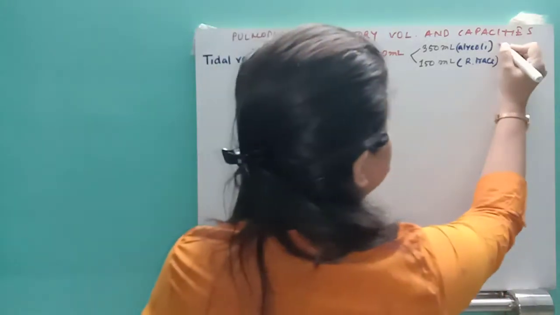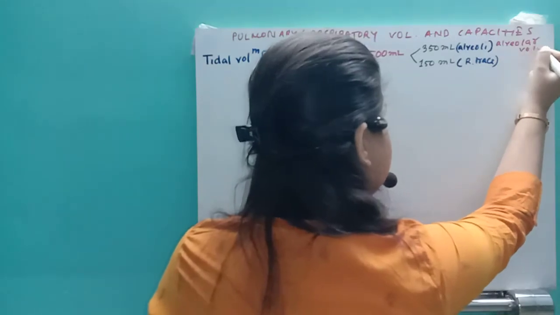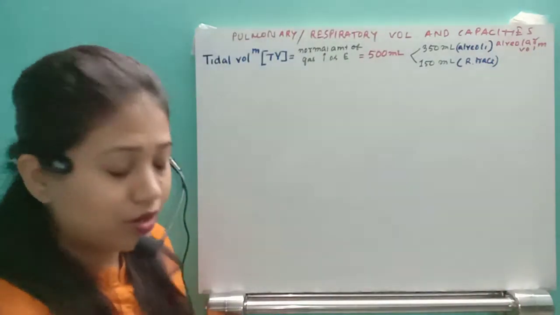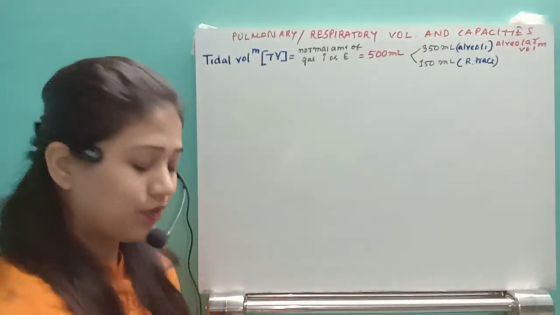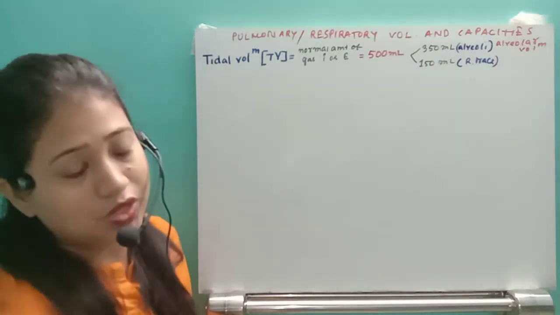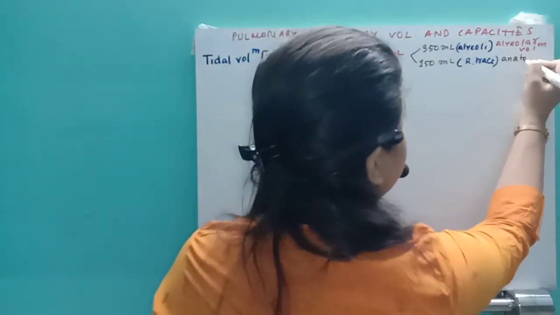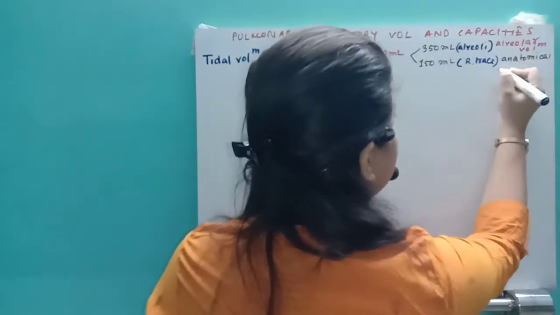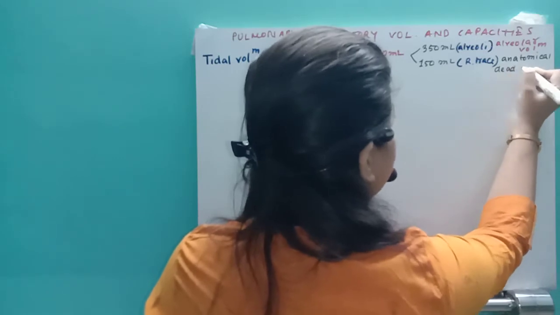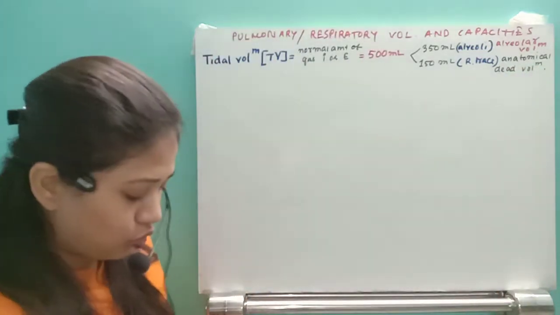Remember that this 350 ml of gases that is entering and actually exchanges with the blood is called the alveolar volume. And the amount of gas, that is 150 ml, that remains in the respiratory tract is known as the anatomical dead volume. Okay, remember that.